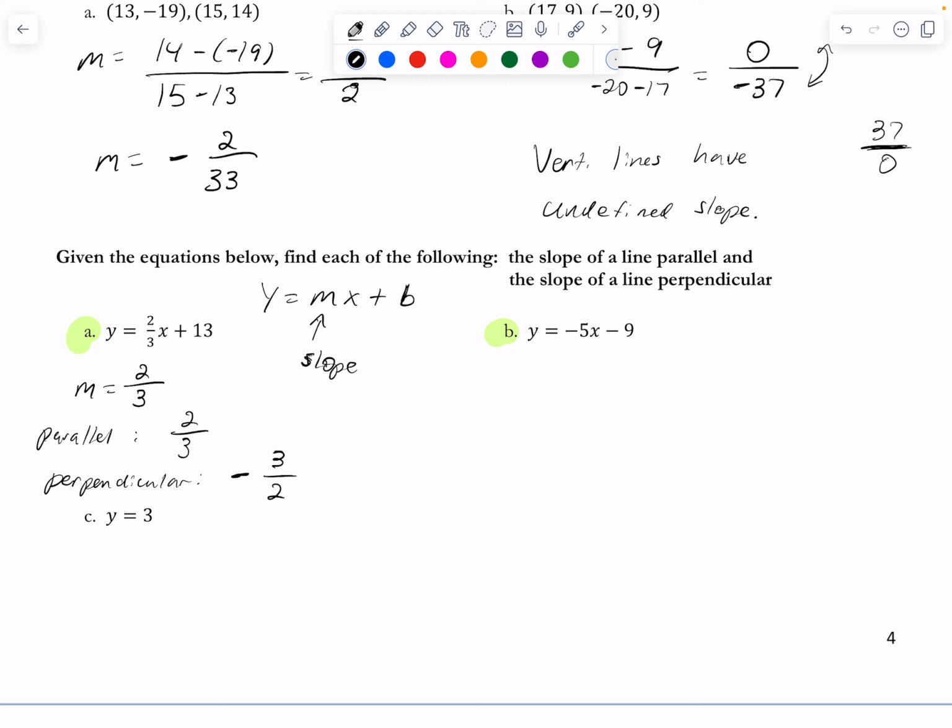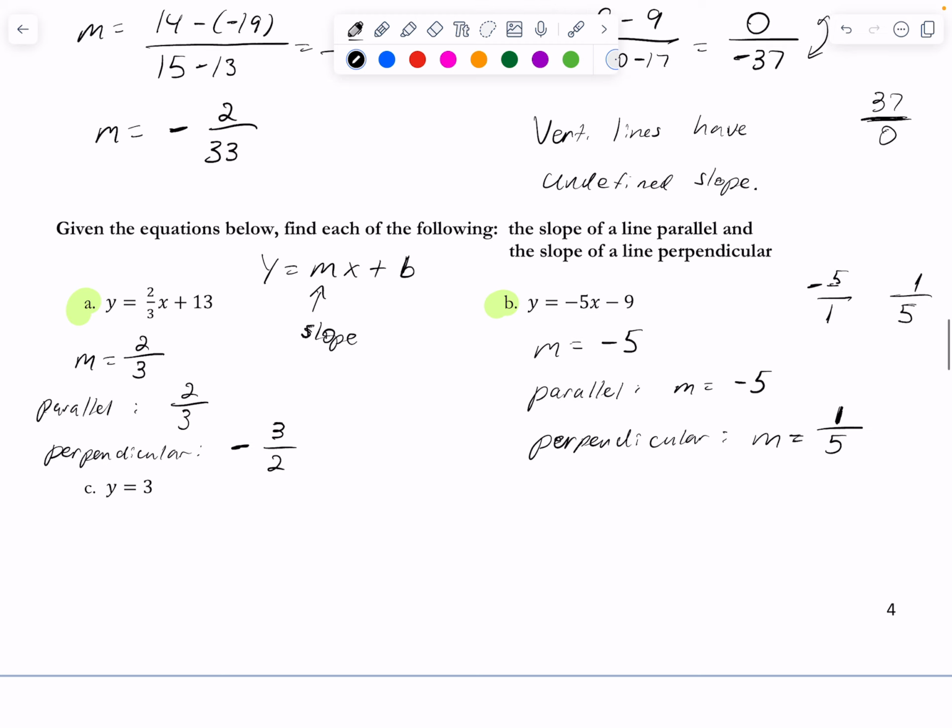Same thing in part B. The slope of this line is -5. So a parallel line would also have a slope of -5. But a perpendicular line would not. This has to be opposite, so positive. And this is what I mentioned when you don't have a denominator: if you write this as -5/1, when you do the reciprocal, it would be 1/5, and obviously opposite to make it positive. So this reciprocal is 1/5. If you're having trouble with that, put it over 1 to help you flip it.